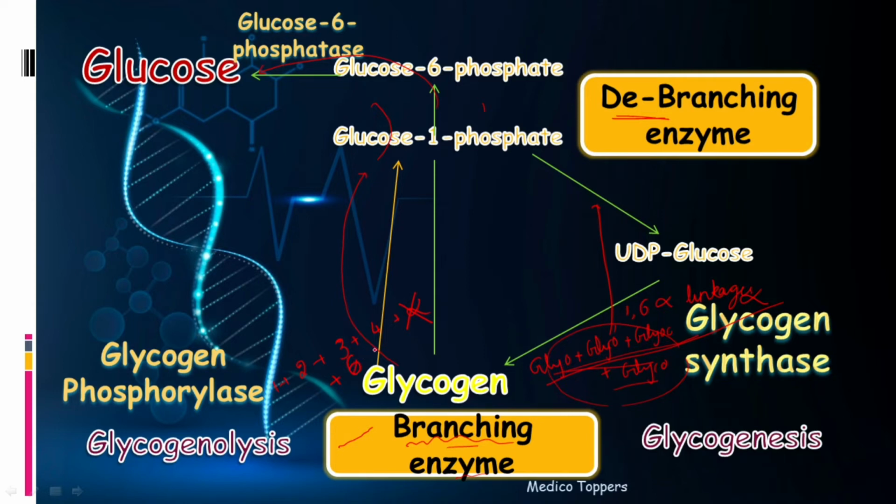Okay, so that is alpha 1,6 phosphatase. So this is the branching enzyme, and here what will happen, it will break the branch and keep every single molecule in a separate manner. That is the work of the debranching enzyme. Okay.